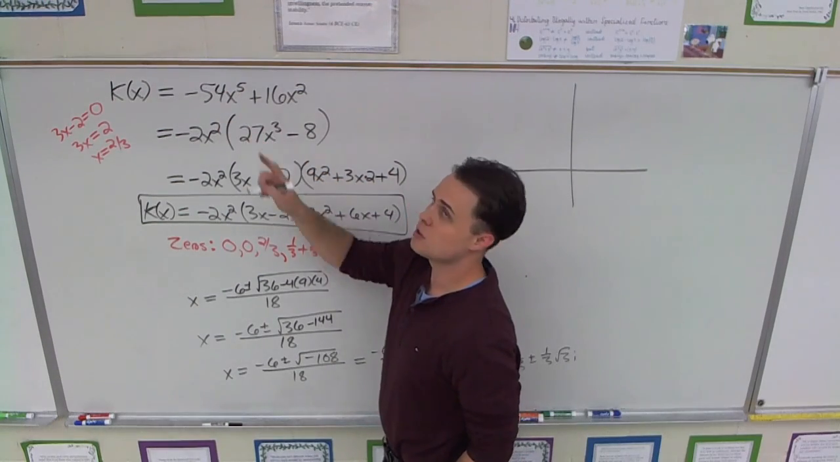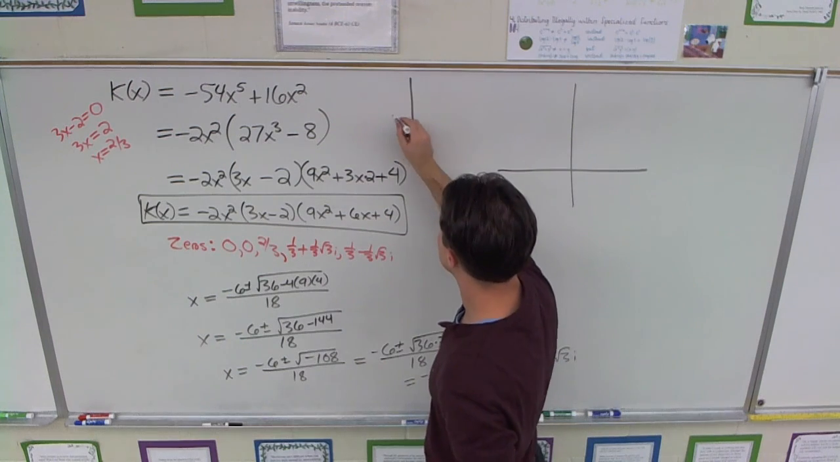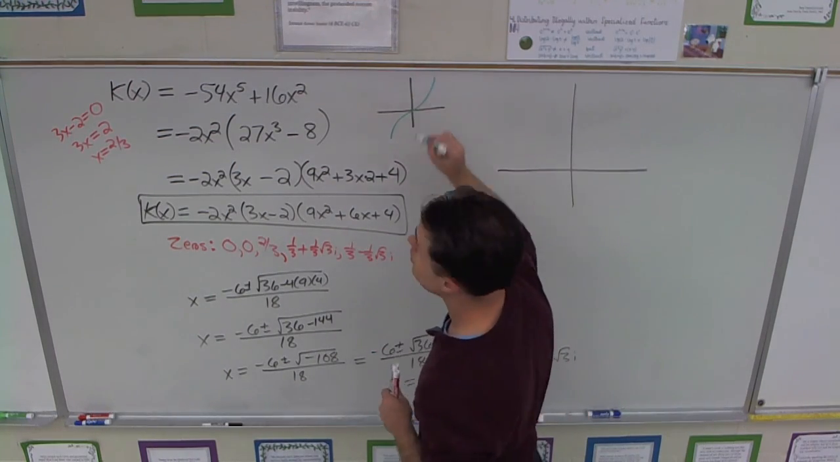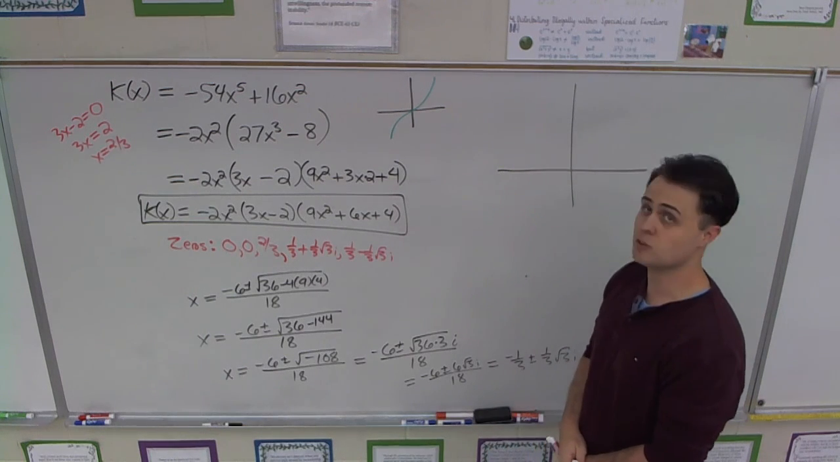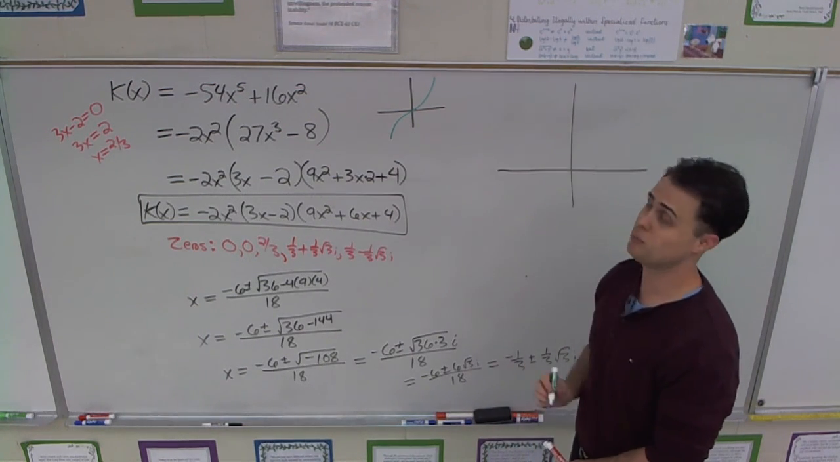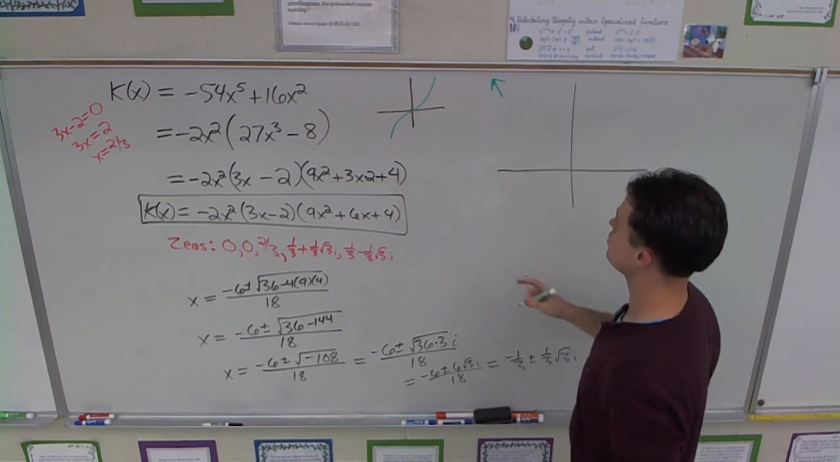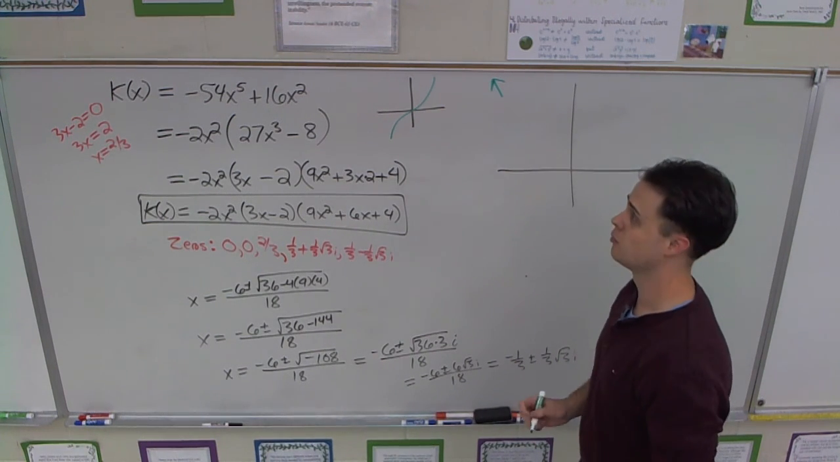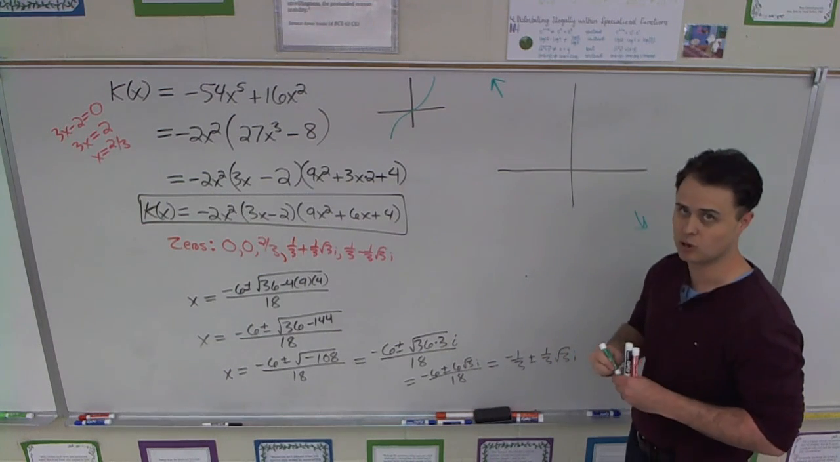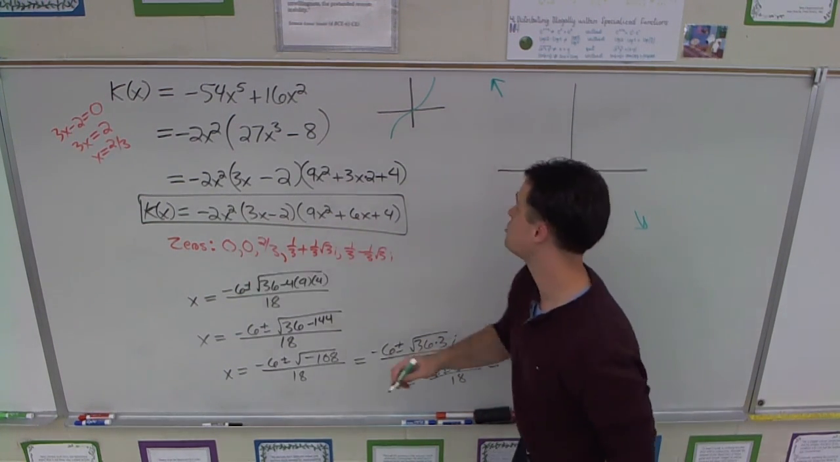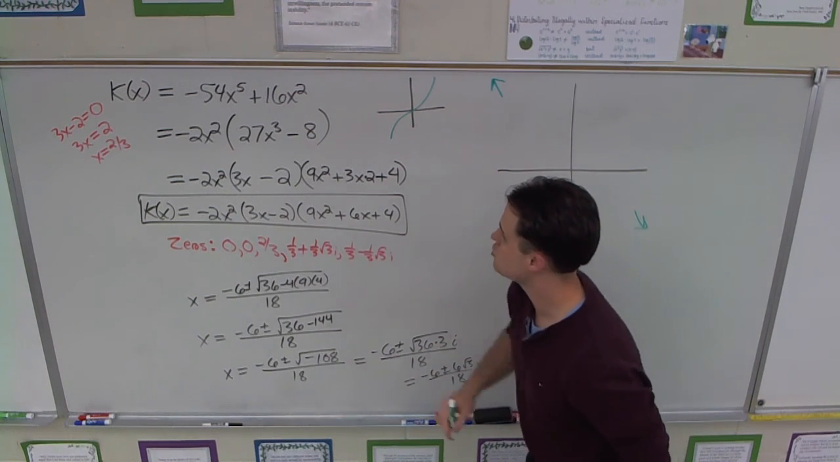Negative 54x to the 5th. Any odd function should look like this. If it's negative, that flips it. So I know my behavior is going to look like this and like this. In other words, the flip of that guy. I also know what my zeros are. I know that one of my zeros is 0, and the second one means it bounces there. I know that my other 0 is 2/3.